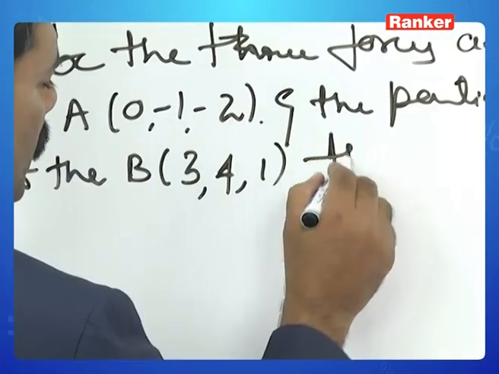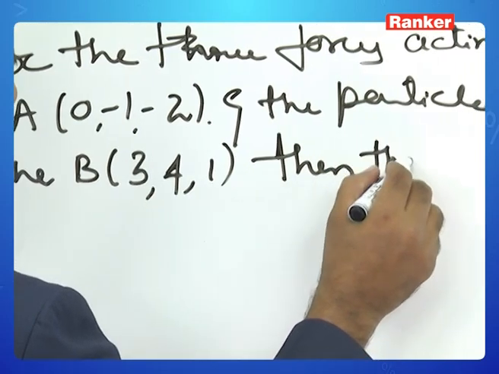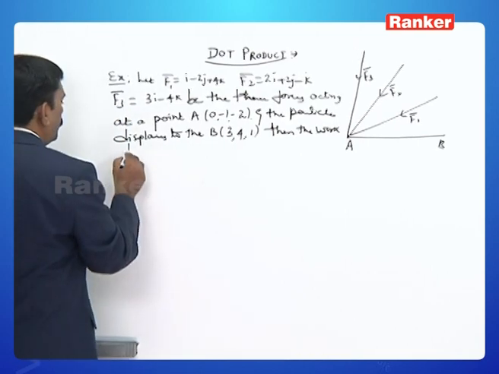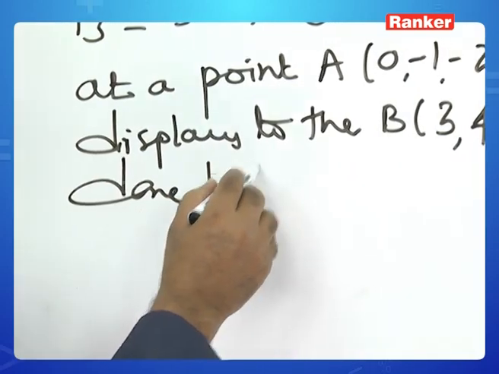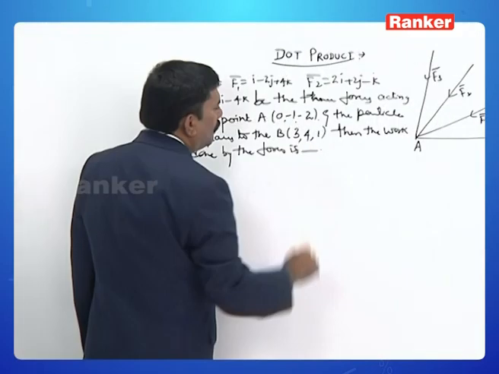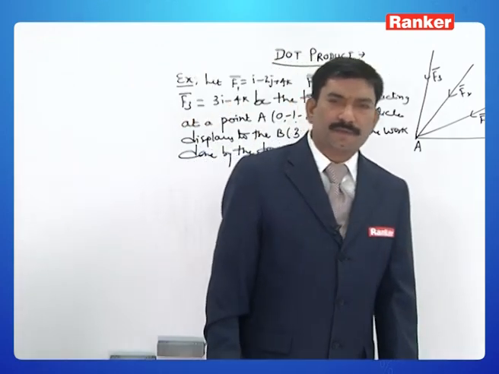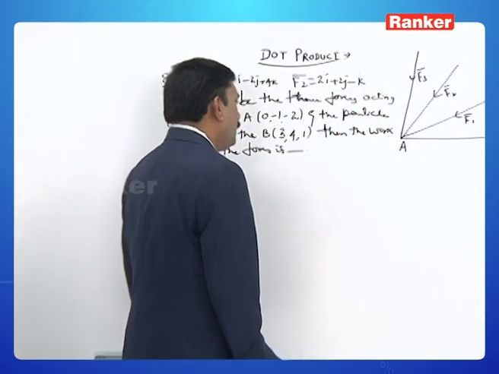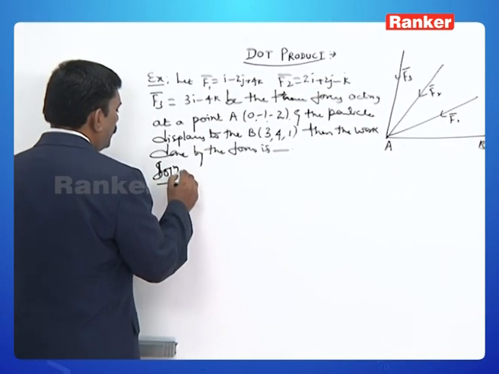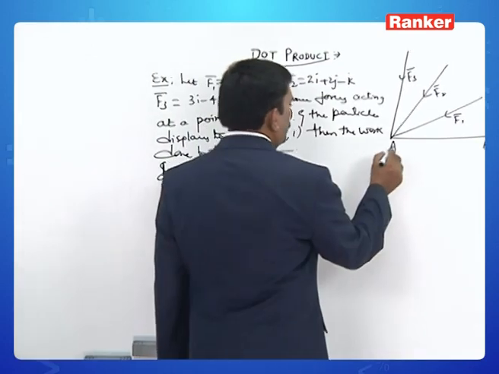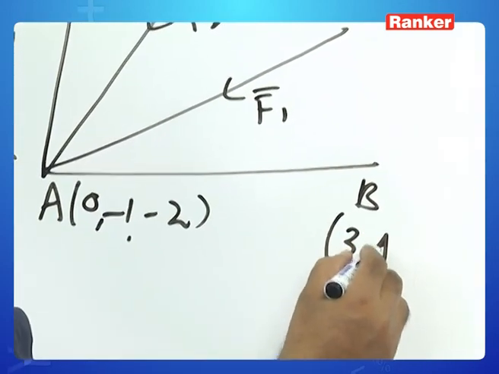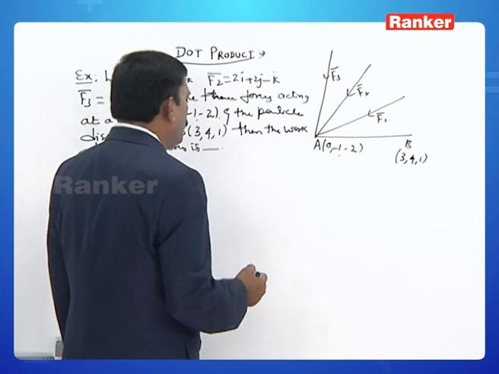Then the work done by the forces. Work done by the forces is dash. Let us see. Now the solution of this one is very simple. A is (0, -1, -2) and B is (3, 4, 1), right?